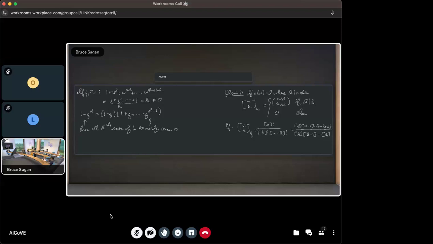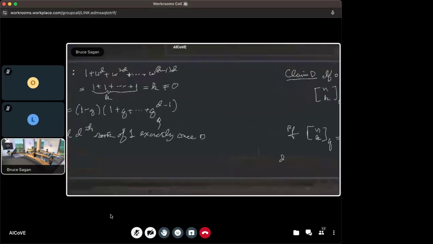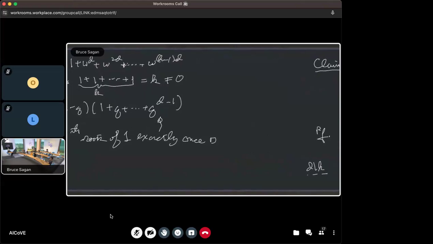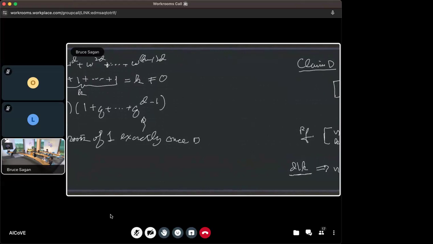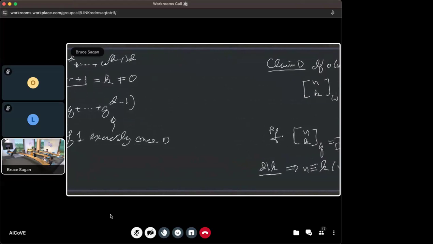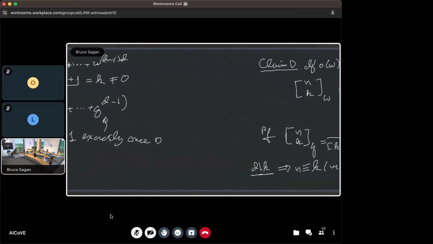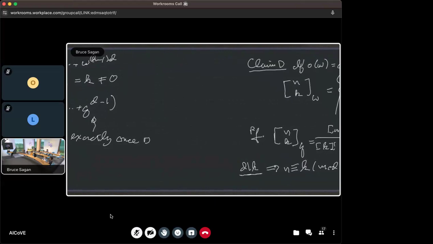Okay, so there's two cases. We've got to deal with both of them separately. What happens if d divides k? That's the first case. Well, if d divides k and d also divides n, then n and k are both congruent modulo d, because they're both congruent to zero. So in particular, I can subtract i from both of them and preserve that congruence.